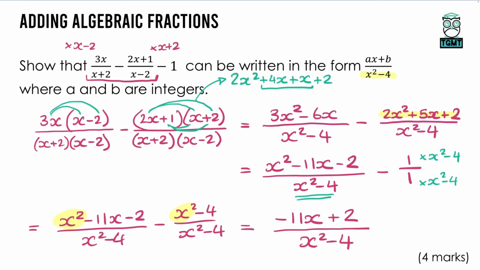Now, normally I would write that as 2 take away 11x on the numerator, but it wants it in the form ax plus b, so we'll leave it in that form there: minus 11x plus 2 all over x squared minus 4. Obviously a very large question there, lots to think about, lots of positives and negatives to be careful of. You can always use your calculator at any point for those positives and negatives, of course, if you're doing a calculator paper. But there we go, there was some adding or subtracting algebraic fractions.